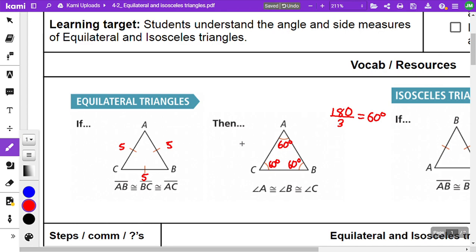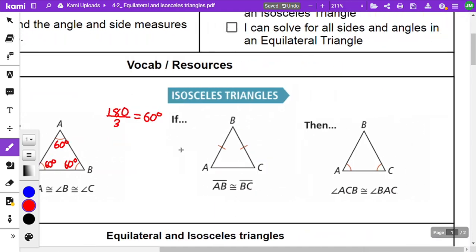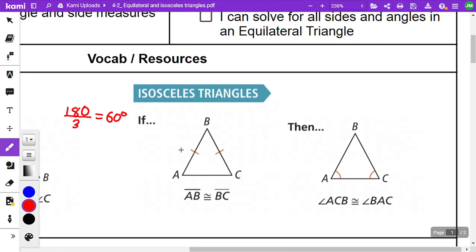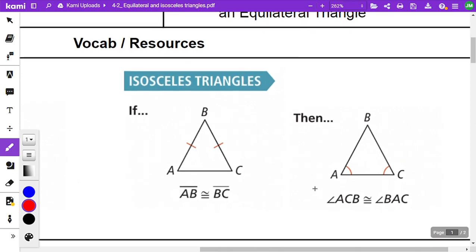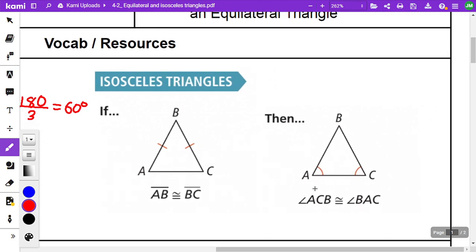Alright, so these are equilateral triangles. Now, isosceles triangles, we have just two congruent sides or two congruent angles. And if we are given an isosceles triangle with two congruent sides, then we can assume that the angles across from the sides will also be congruent. So here in the blue, those two are congruent. And if we do the reverse, the converse of this, then the sides must be congruent, okay?